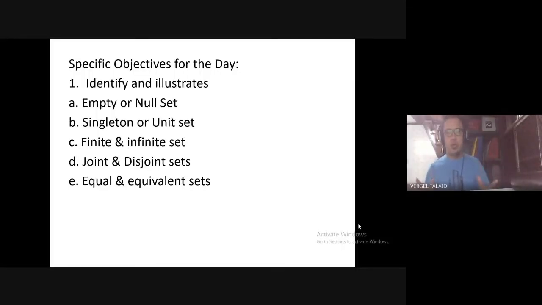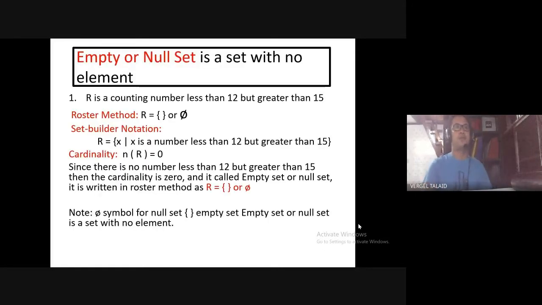So last meeting, we discussed the ways of writing a set, which are the roster method and the set builder notation. So this time, let us identify and illustrate empty or null set, singleton or unit set, finite or infinite set, joint and disjoint sets, equal and equivalent sets. Now, what is an empty or null set?